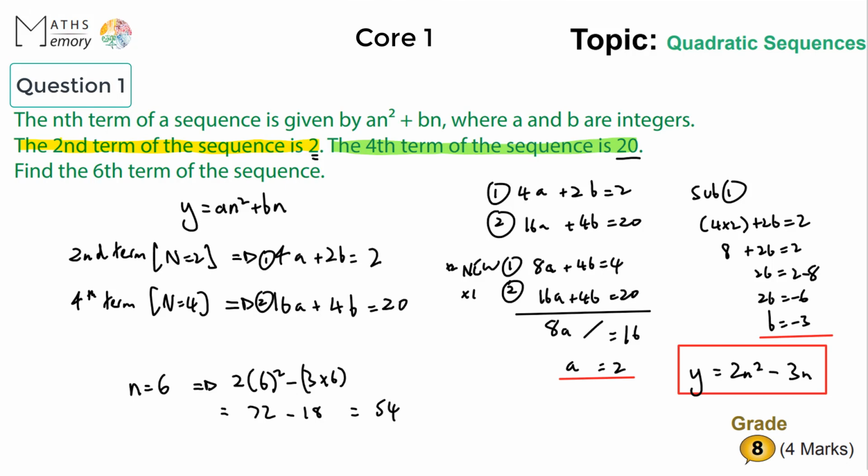The first part was finding the quadratic sequence, i.e. the coefficients a and b. Second part, plugging in for any nth term you wanted to. In this case, the n was 6, and that's how we got 54.